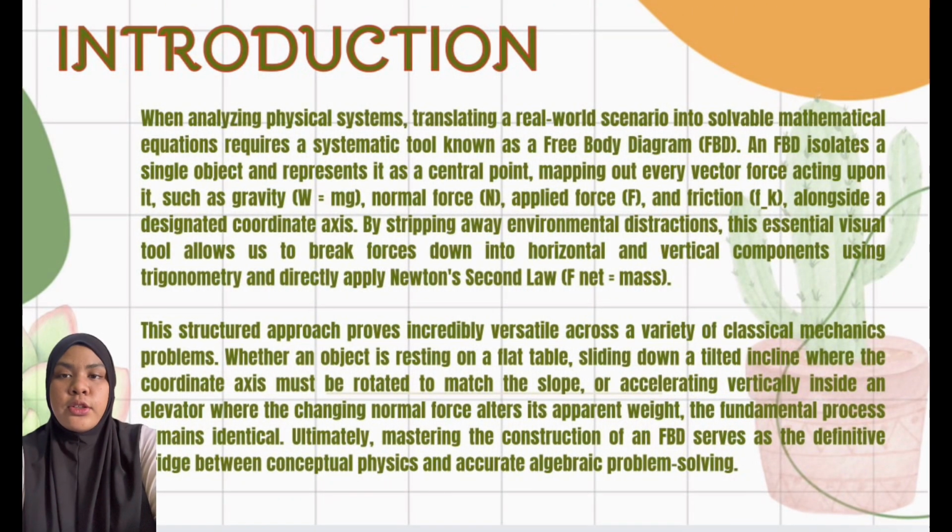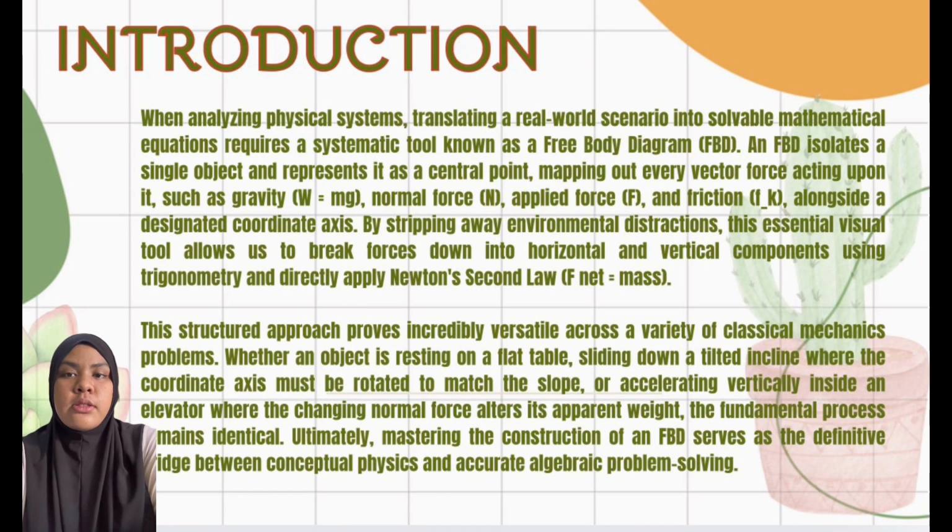Everyone, today I will introduce the free body diagram, or FBD. When studying physics, we need to turn real world scenarios into math equations, and FBD is the perfect tool for this. First, it isolates a single object and represents it as a central point. Then we draw all the forces acting on it. These include gravity, normal force, applied force, and friction along a coordinate axis.